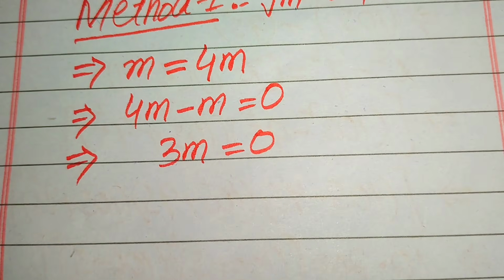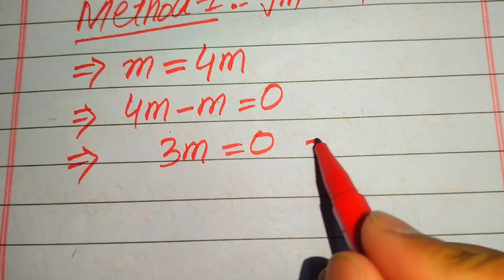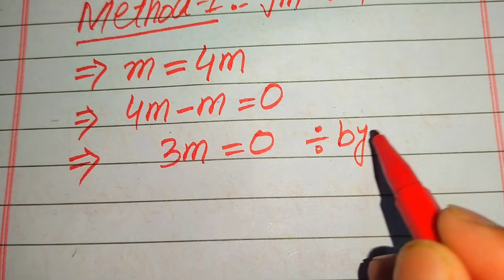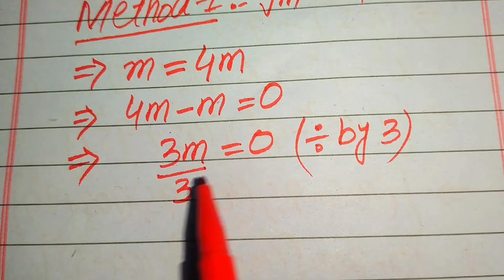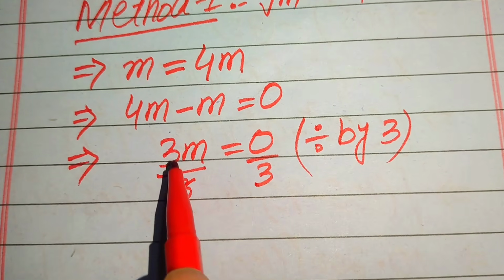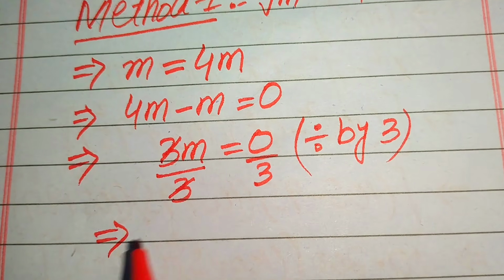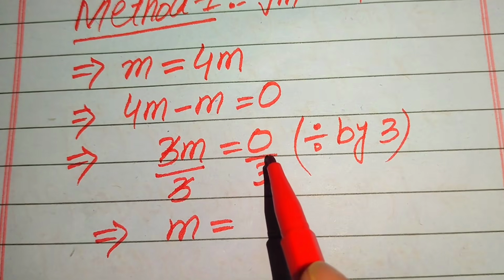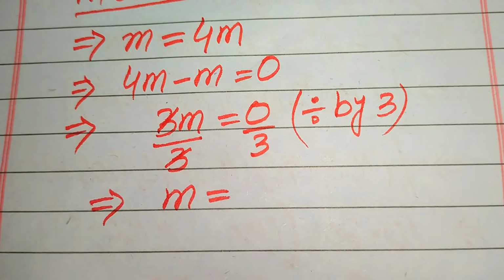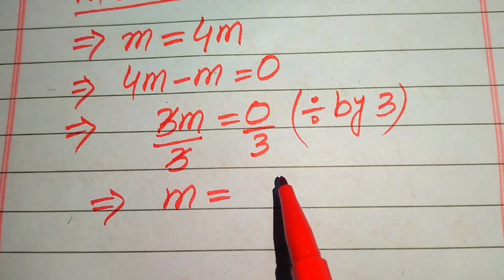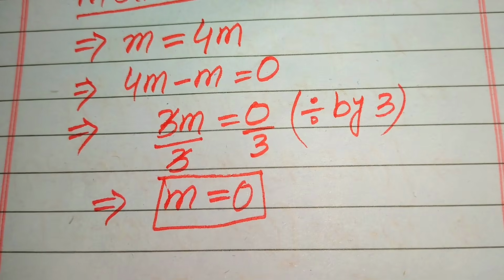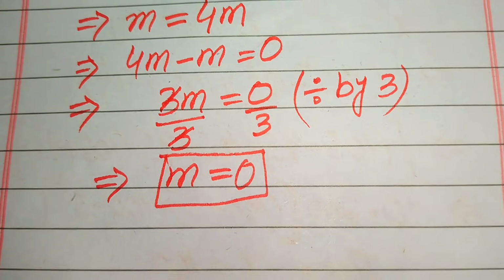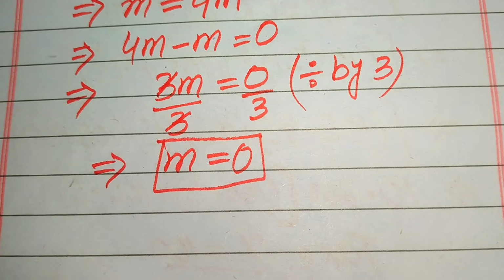And now for the value of m, we need to remove this 3 from here, and for this we divide both of the sides by 3. So when we divide both of the sides by 3, this 3 and this 3 are gone, and we get m is equal to 0 divided by 3. And we know that when we divide 0 by any other number, it will always give us the answer 0. So here we get the value of m is equal to 0. So you see that in the first method we get only one value of m, that is equal to 0.